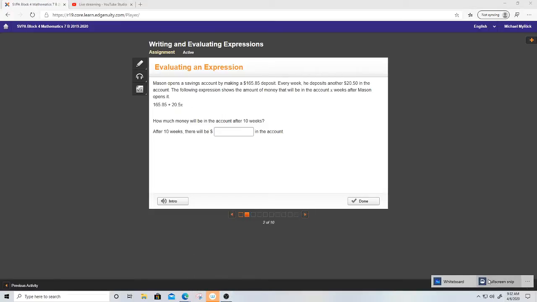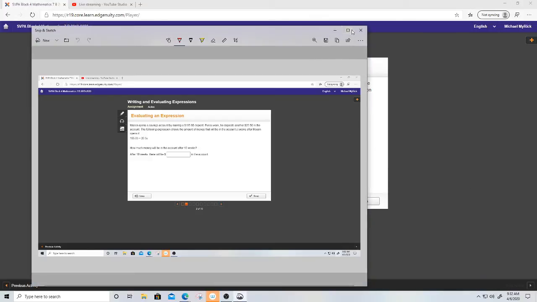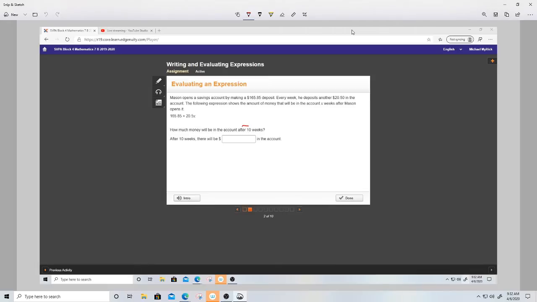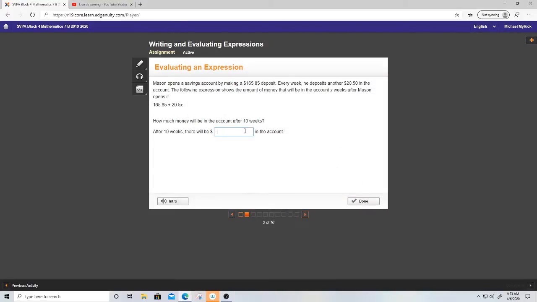Let's get a full screen snip. So all you do is take your 10 and put it right into the formula, so you get 165, and there goes my bad handwriting, plus, and then anything times 10, remember, is just take this decimal and move it. So we had $370.85.